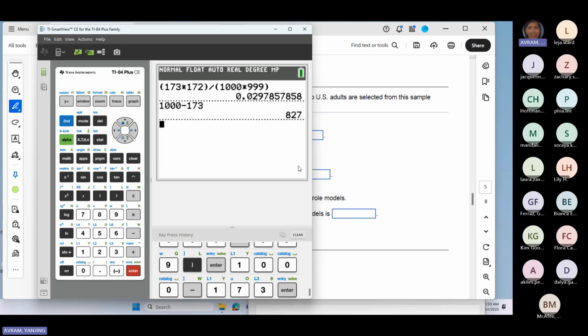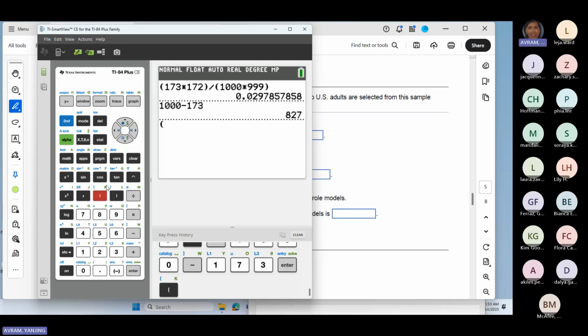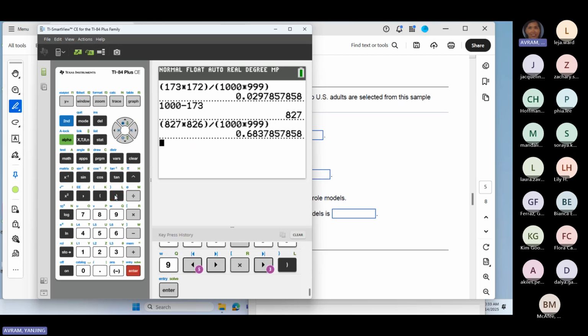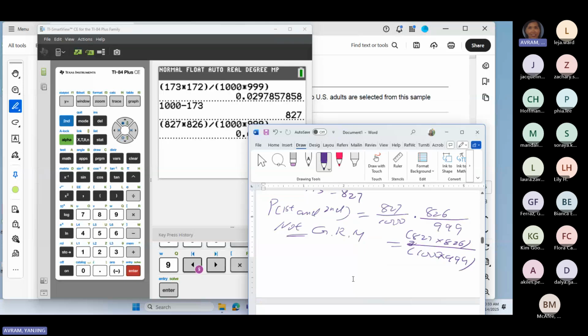Okay, so we have 827 times 826, divided by 1000 times 999. Oh, I'm sorry, this is multiply. Okay, and then let's round to 3 decimal points. So this is 0.684. Okay, 0.684.